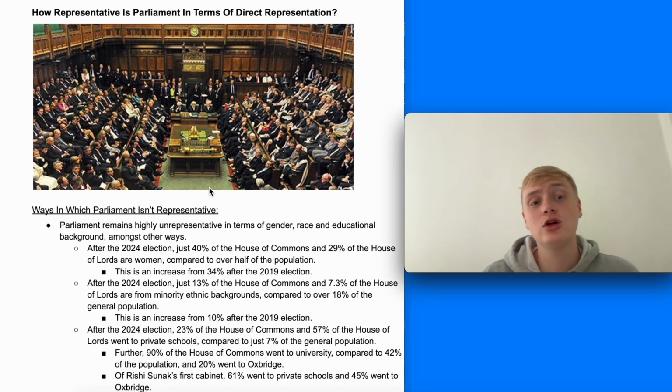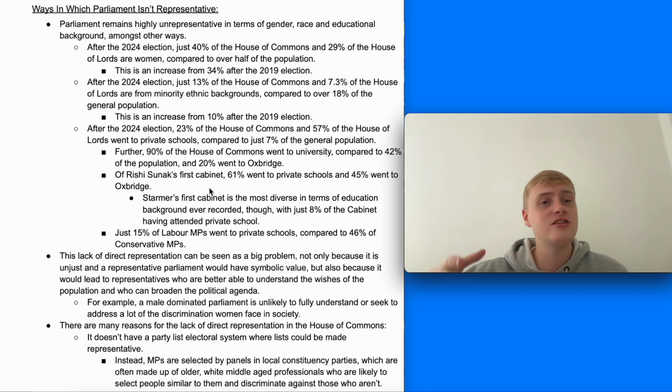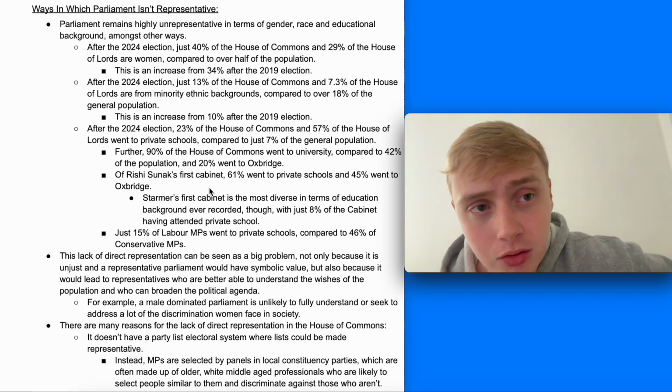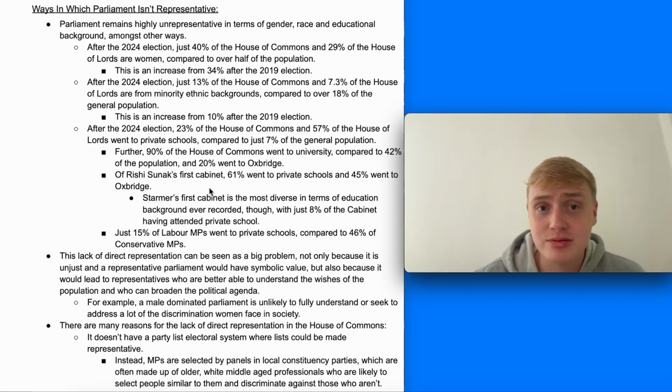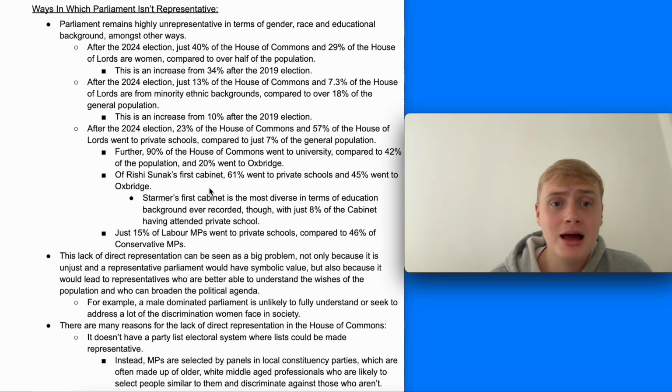The final thing we can have a look at is in terms of direct representation. And this is the extent to which Parliament looks like the public. Does it represent the public in terms of gender, race, educational background, for example? And on the one hand, we can say that Parliament isn't representative in this regard, as it's highly unrepresentative in terms of gender, race, and educational background. You can pause and have a look at some of the statistics there, both in terms of the House of Commons and in terms of the House of Lords.